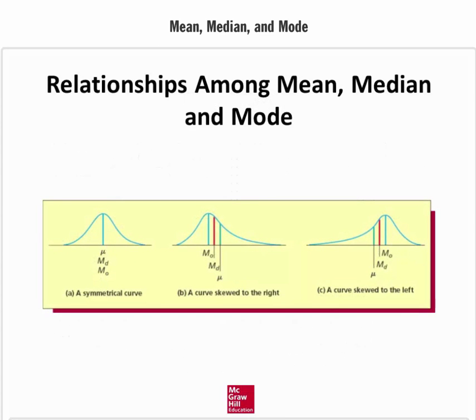The screen shows graphically the relationship between the mean, median, and mode for 3 different types of distributions. When the distribution is symmetrical, as it is in A, the mean, median, and mode will all be at the same point. This is shown on the left distribution. When the distribution is skewed right, as it is in B, the median and mode are to the left of the mean. This is shown on the center distribution. When the distribution is skewed left, as it is in C, the median and mode will be to the right of the mean. This is shown on the right distribution.